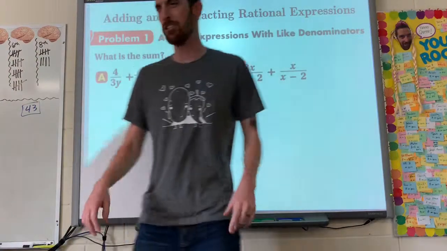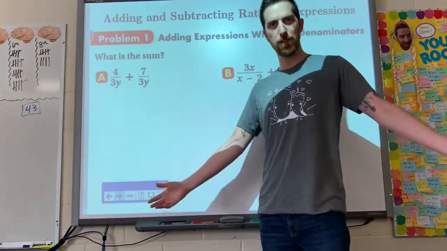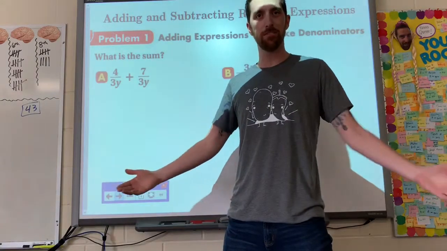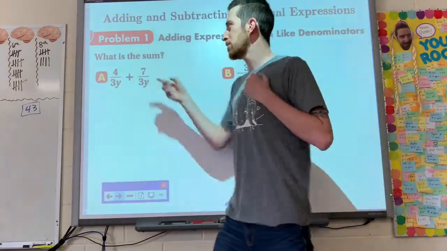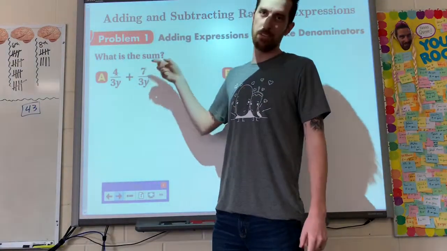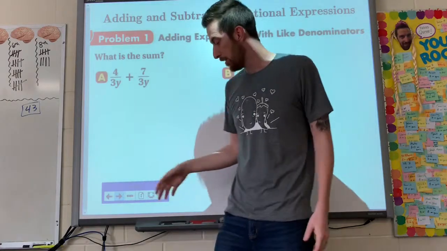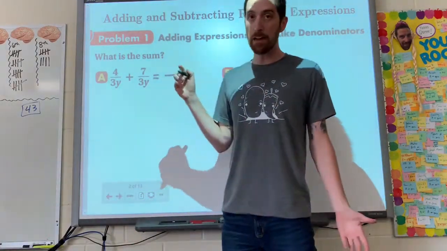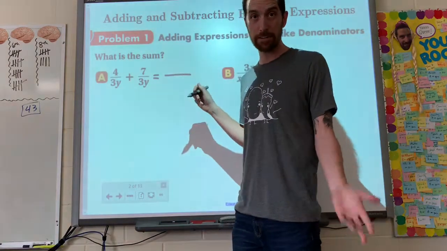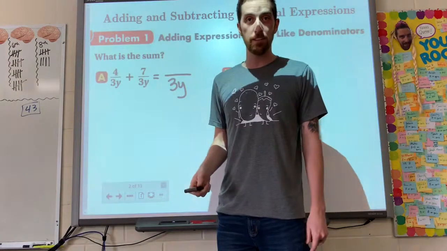Adding expressions with like denominators. We know how to do that with normal fractions, right? If they have the same denominator, you just add the numerators together. So this says 4 over 3y plus 7 over 3y. The denominator is both 3y. So just like regular fractions, you keep the denominator. You don't change that. You keep it the same, 3y. And then we just add the numerators.